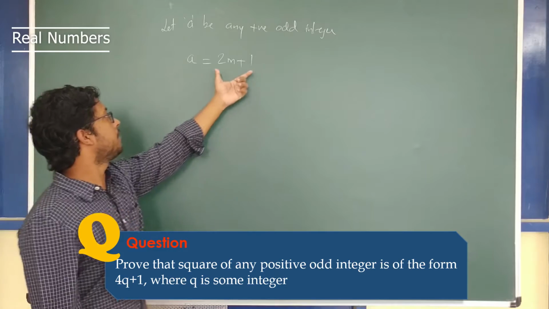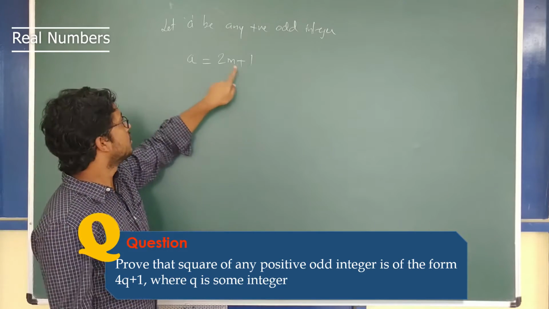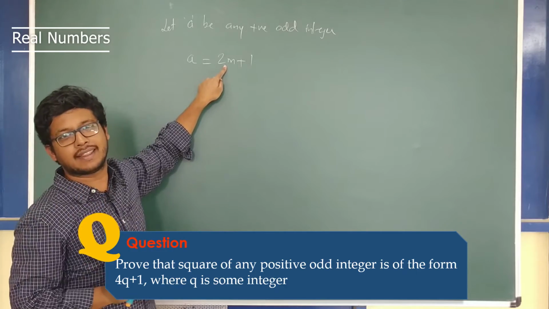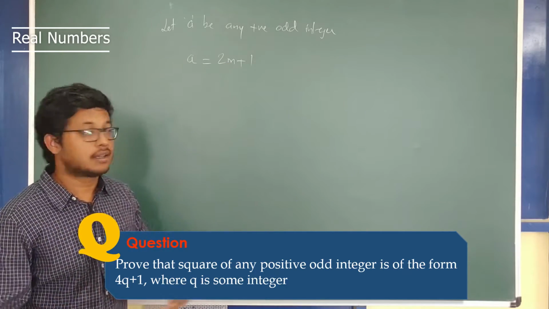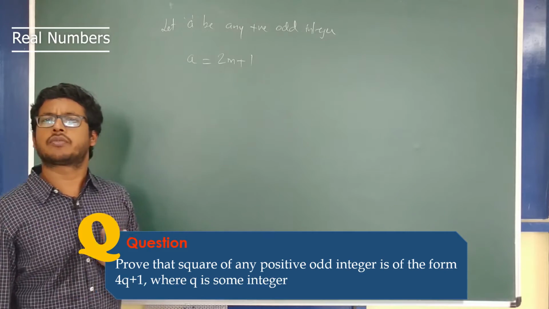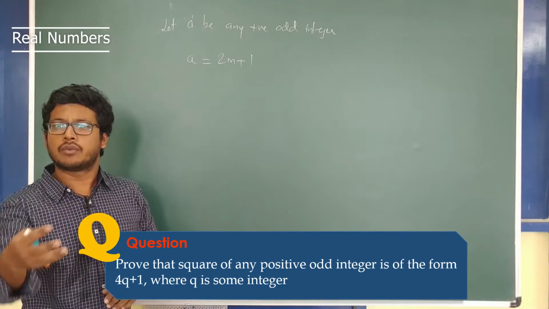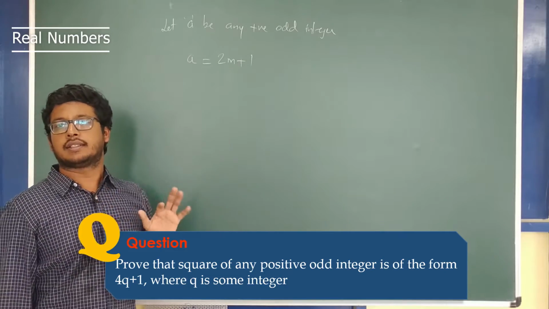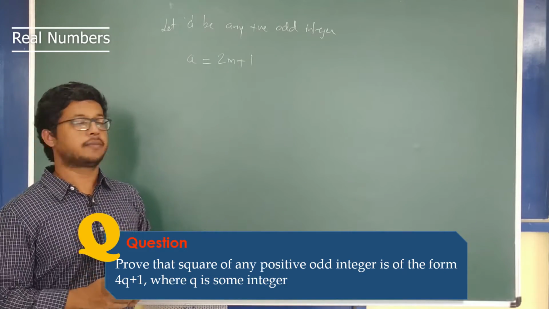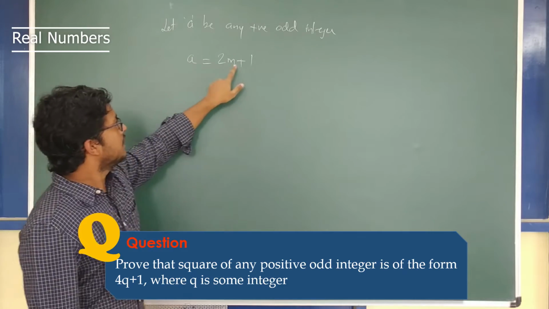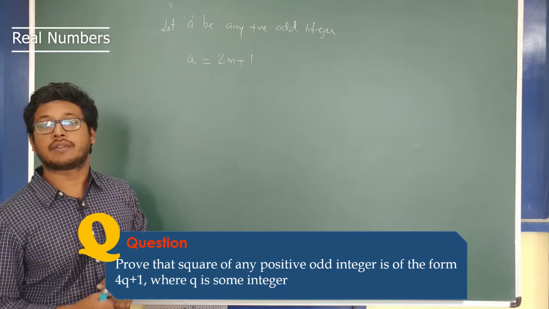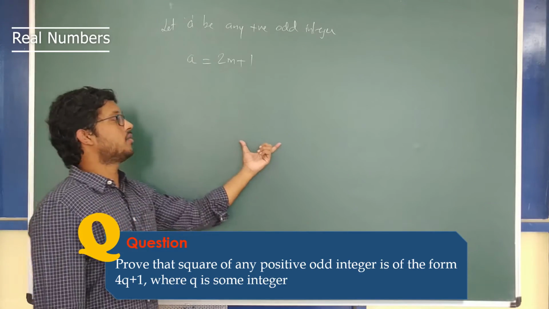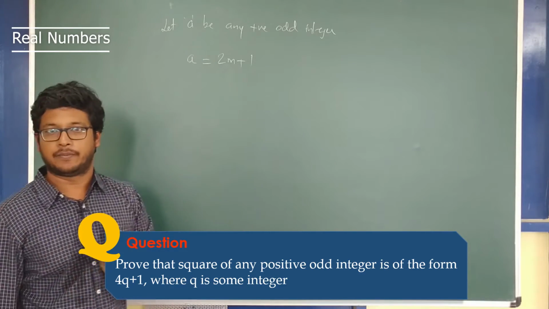Another reason to take 2m plus 1 is that when you square this, 2m whole square becomes 4m square. So 4 is already there, so we don't have to take 4m plus 0 or 4m plus 1. This is how you realize whether to take 2m plus 1 or 4m plus 1. Now let's take a in the form 2m plus 1. What we are trying to prove is that when I square a, the resultant is of the form 4q plus 1. Is it correct?